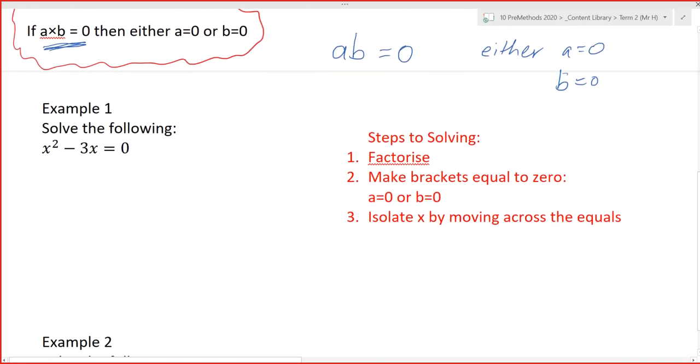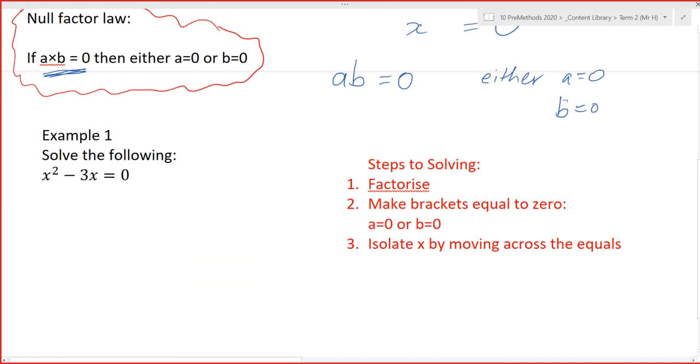This one, we've got x squared minus 3x equals 0. So the first step, we want to factorize, okay? What's the common factor on the left side of the equals? Yep, figured it out. The common factor is x, so we bring that outside the brackets. x squared divided by x is x, and negative 3x divided by x is negative 3. And that's all equal to 0.